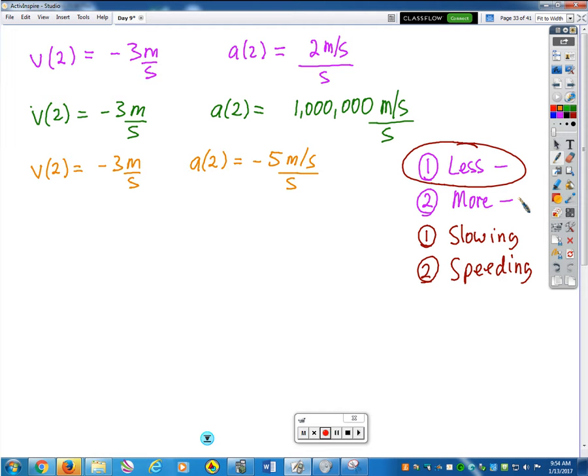The velocity is currently negative 3. This says that the velocity is going to be changing by negative 5 every second, or something less than negative 5. So it's going to be becoming more negative or less negative. Got a few people not quite there. More negative or less negative.